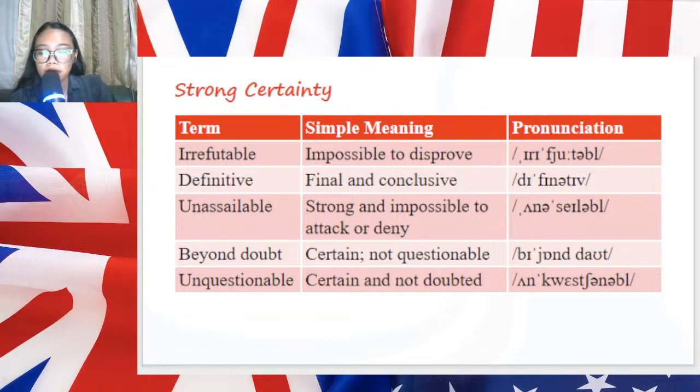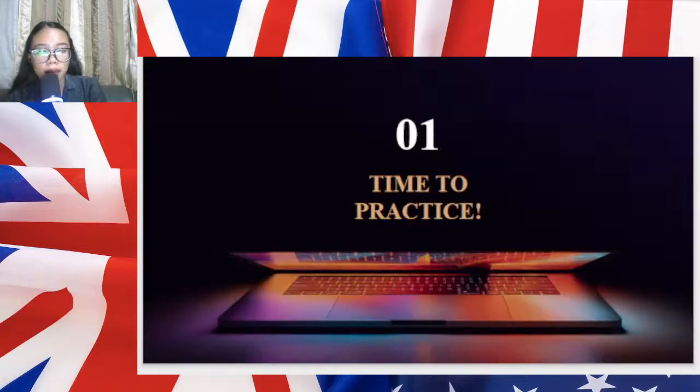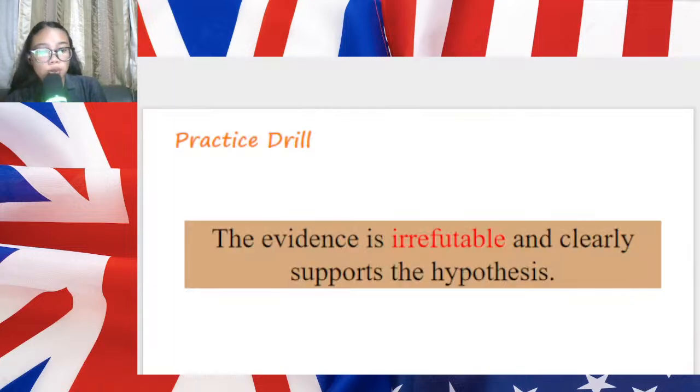And that's the end for the first set of terms under strong certainty, which are irrefutable, definitive, unassailable, beyond doubt, and unquestionable. So with that, let me see if you are following with me. Of course, we will have a time to practice. Let's have a short and quick practice drill.